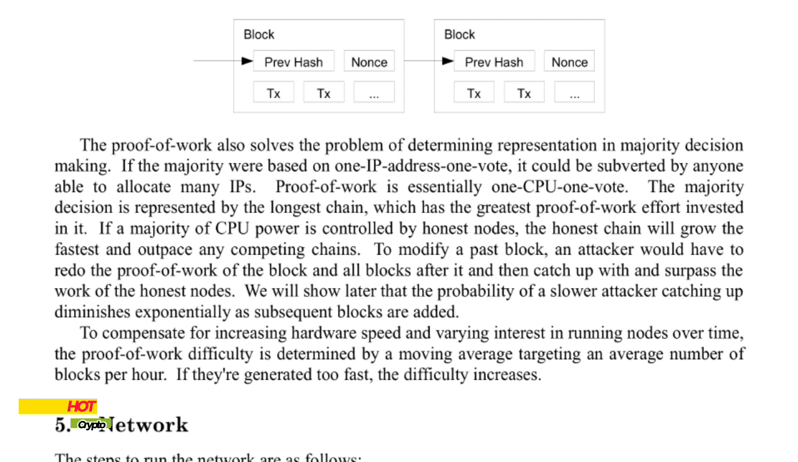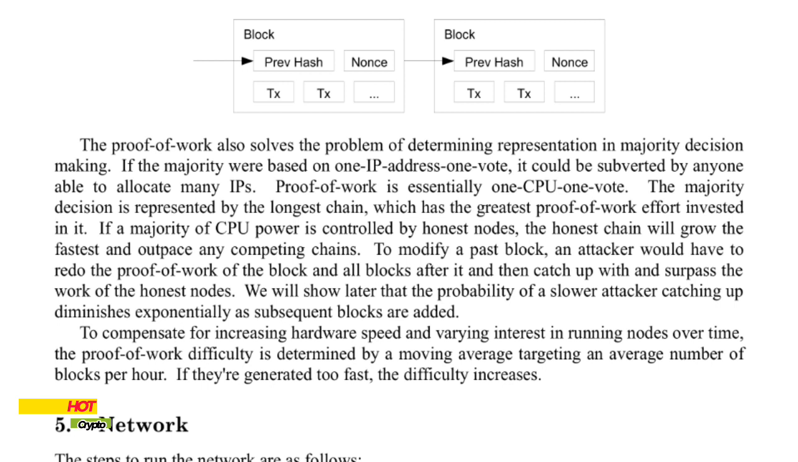If a majority of CPU power is controlled by honest nodes, the honest chain will grow the fastest and outpace any competing chains. To modify a past block, an attacker would have to redo the proof of work of the block and all blocks after it, and then catch up with and surpass the work of the honest nodes. We will show later that the probability of a slower attacker catching up diminishes exponentially as subsequent blocks are added.